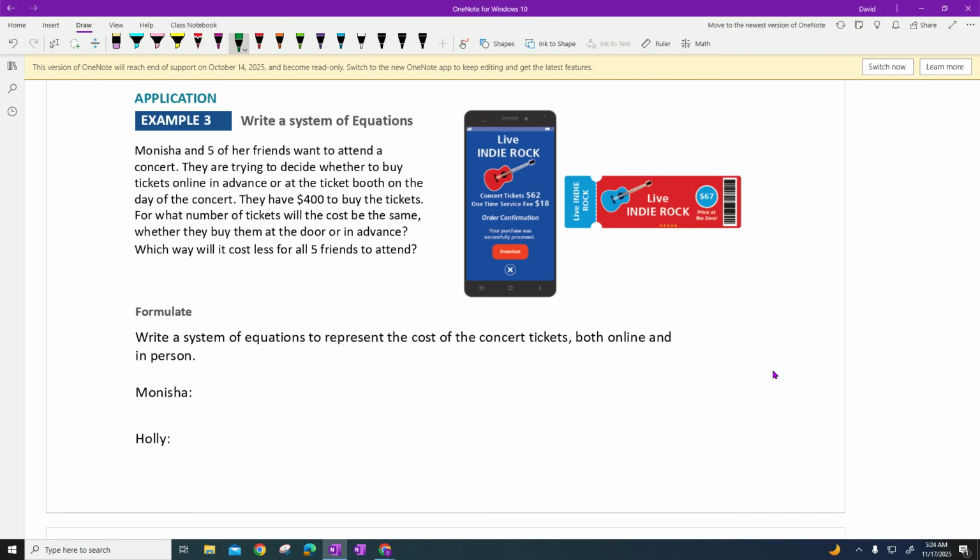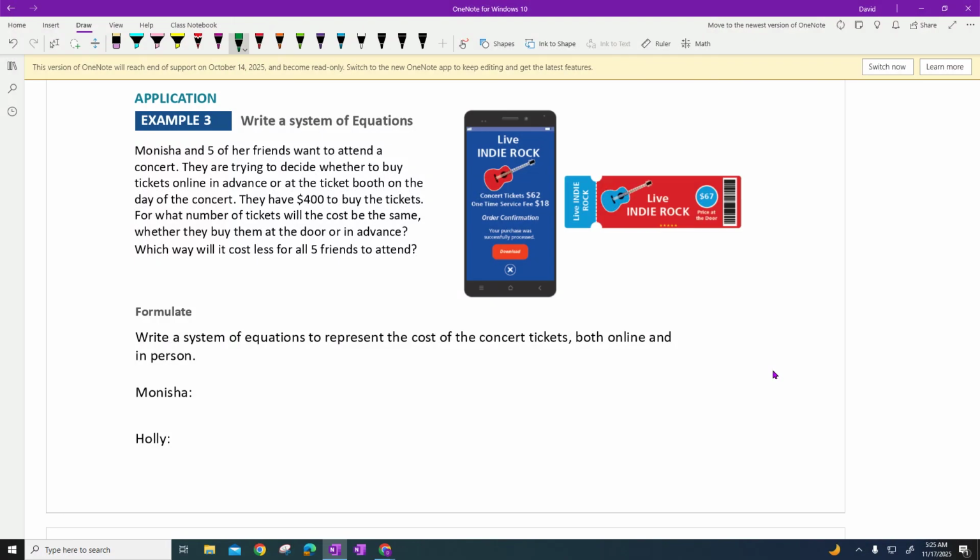But look, they have a one-time service fee because they're using it online. A lot of times these are businesses out there that sell the tickets for whoever the concert's for, and so they get paid by these fees here. Now if you go to the door and buy them, they're usually a little bit more, and so it's $67. And so this is kind of interesting. They have $400 to buy the tickets.